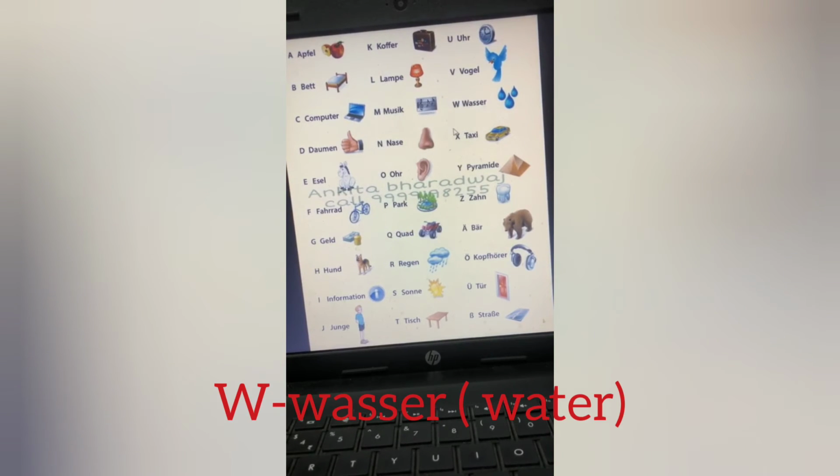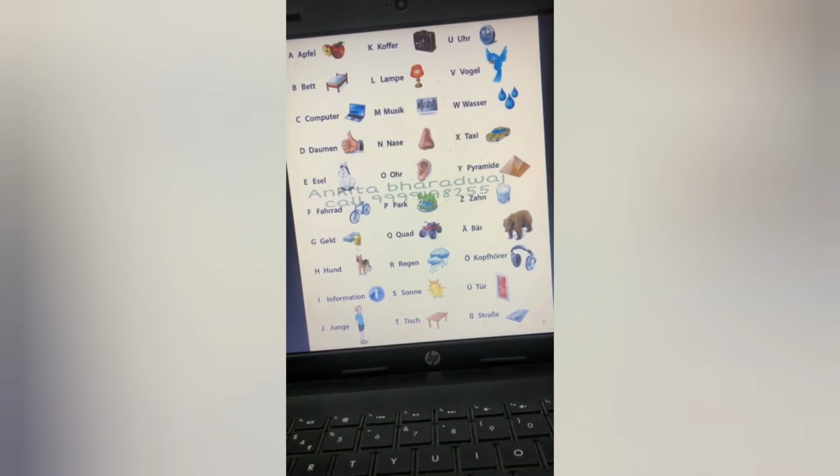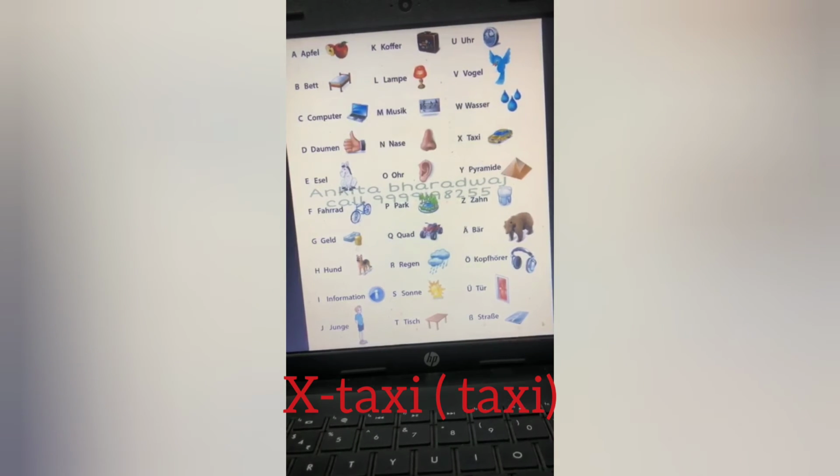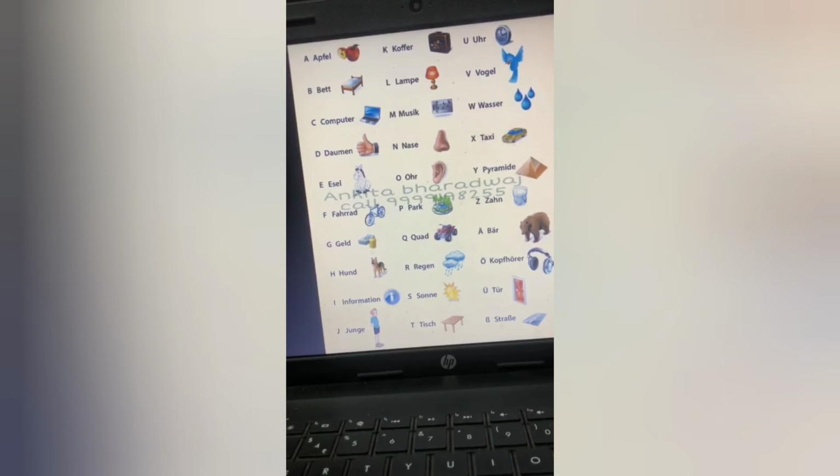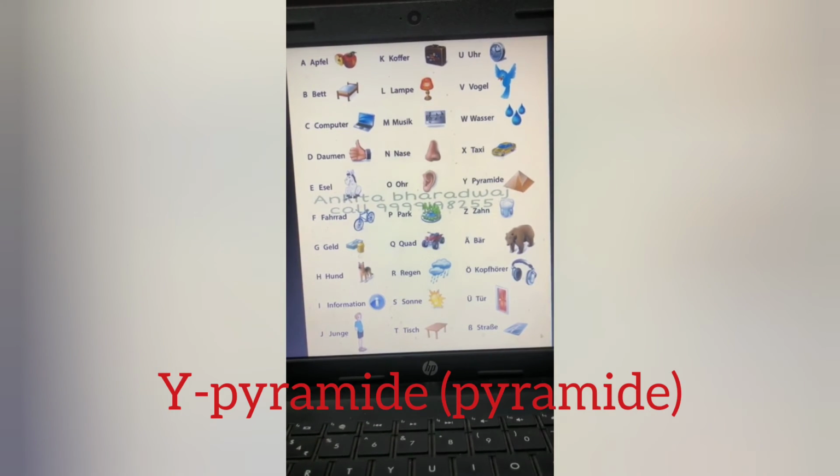W says Wasser. Water is Wasser. X is Taxi. Y is Yoga.